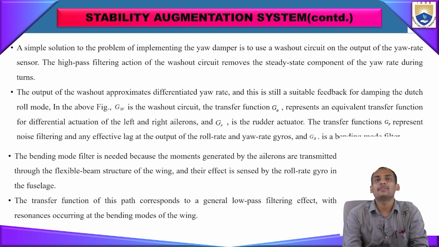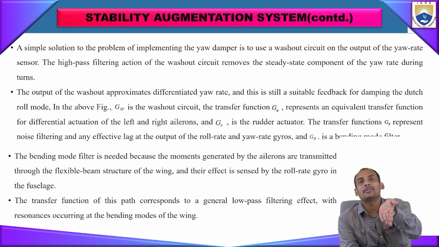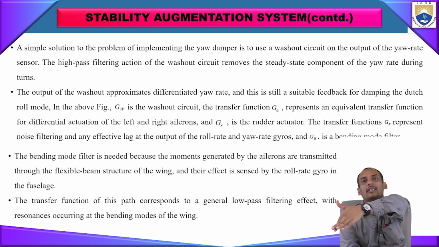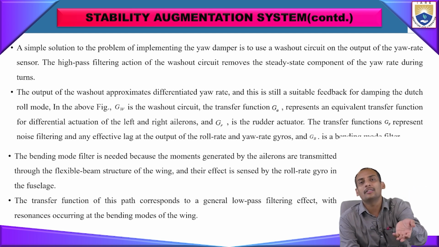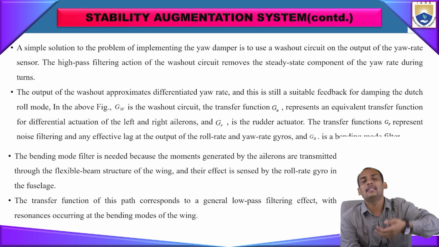So the simple solution for this problem, to implement the yaw damper, is to add a washout circuit on the output of your rate sensor. The high pass filtering action of the washout circuit removes the steady state component of your yaw rate during the turns. Whenever we are giving the yaw rate, it is not taking that completely. So we need a washout circuit for that yawing input. If you use the washout circuit, then it will take the yaw rate completely, so that the turning rate can be easily attacked.